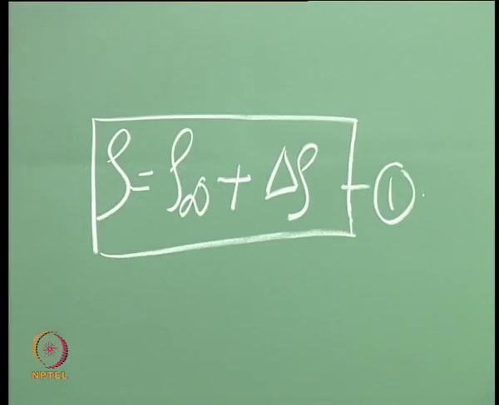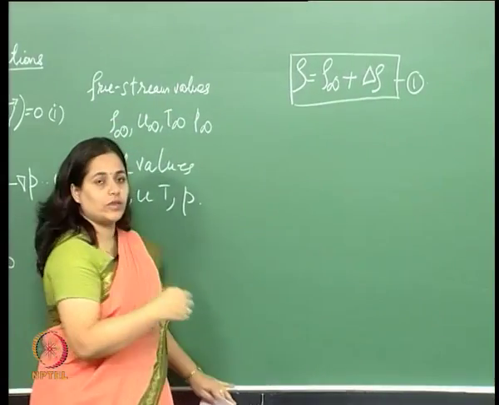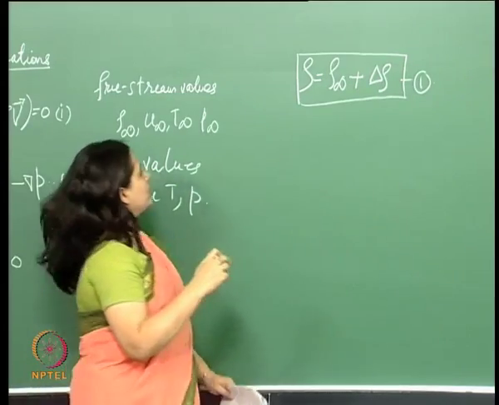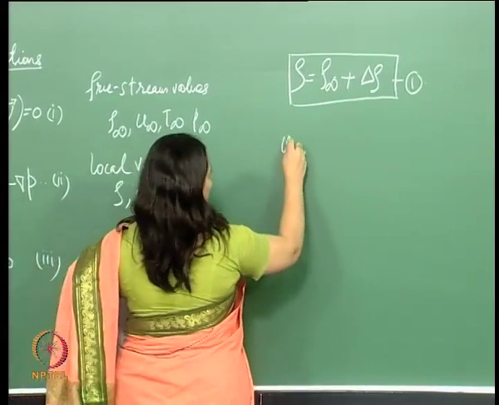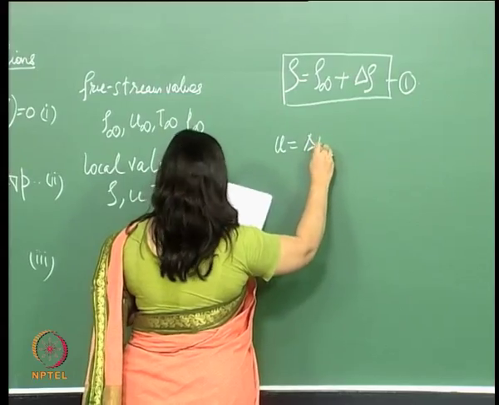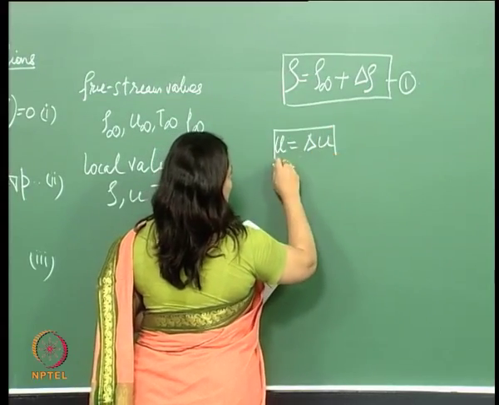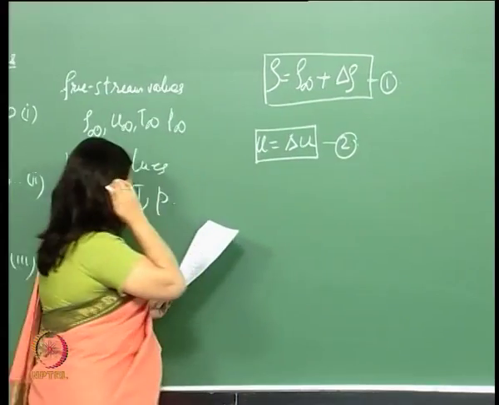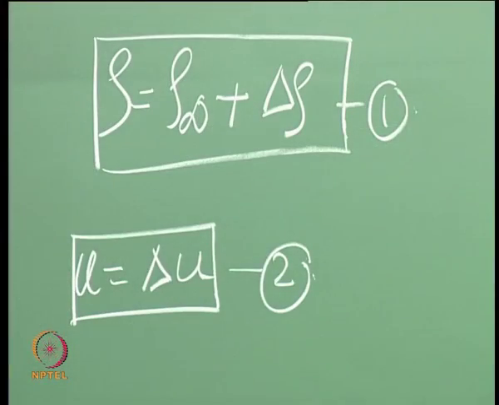and let us call that equation 1, right. And for the velocity, let us say that the initial flow field is undisturbed. If that is so, then these are the two expressions that we can pretty much write.